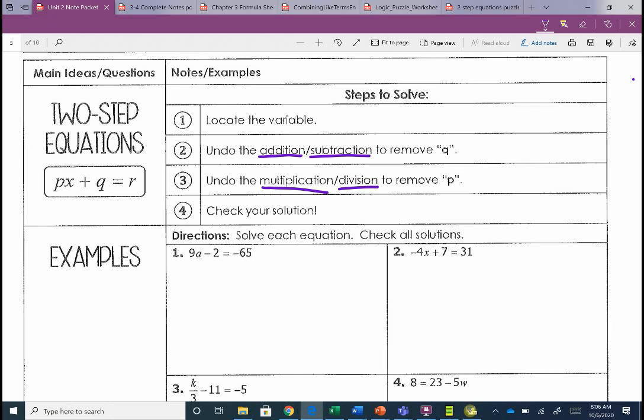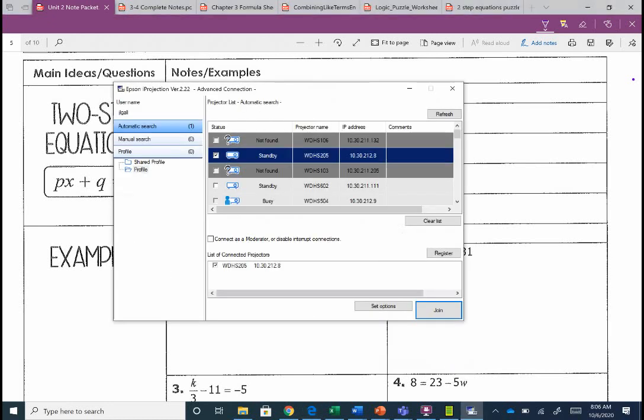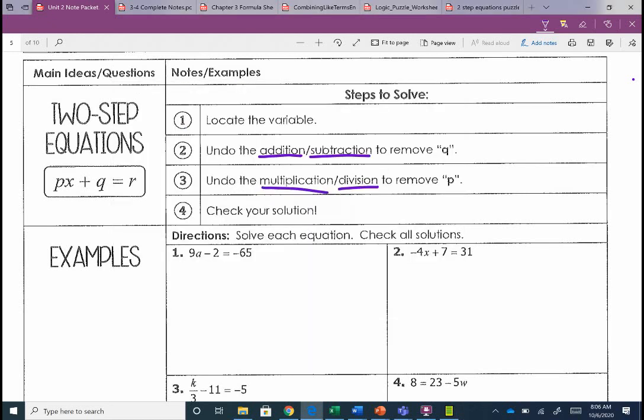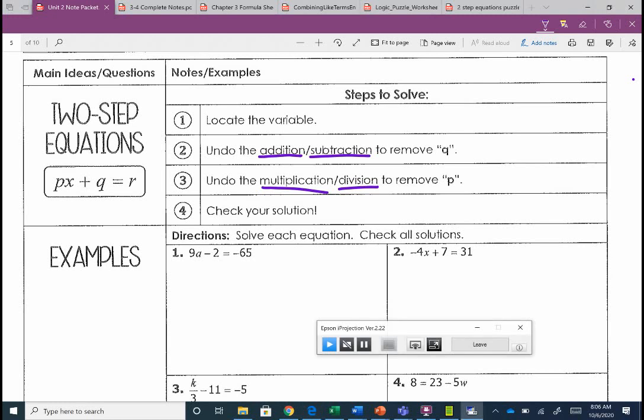My projector doesn't want to cooperate here. Let me see if I can get that rolling. Sorry, guys. I don't know why it just decided to quit on me. The projector decided to give up today. Let's see if we can get her back. There we go. We got her. Here we go.